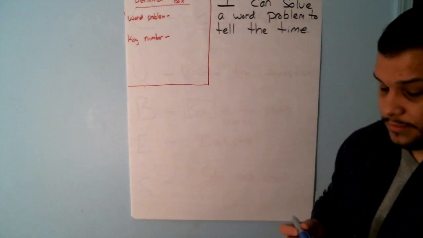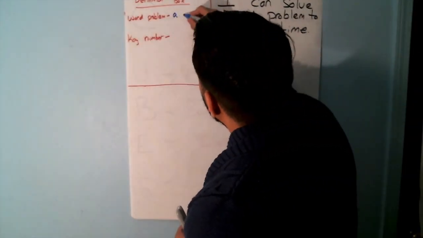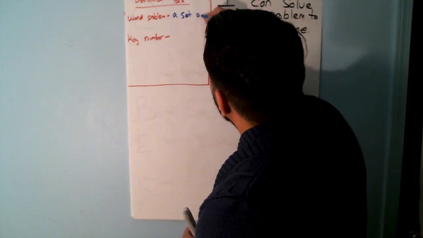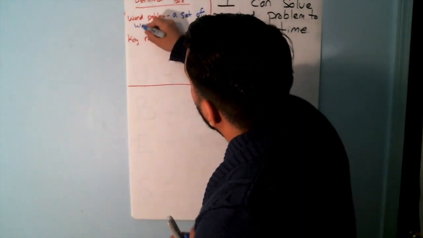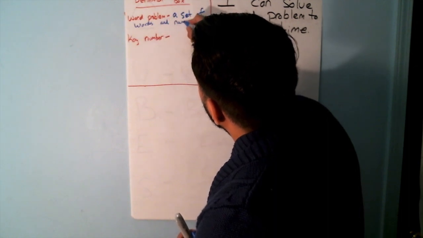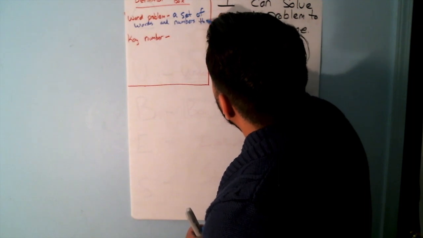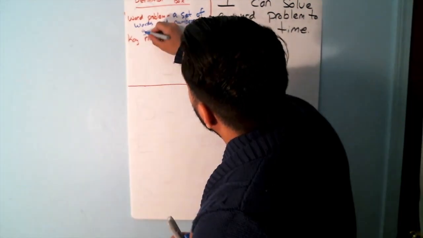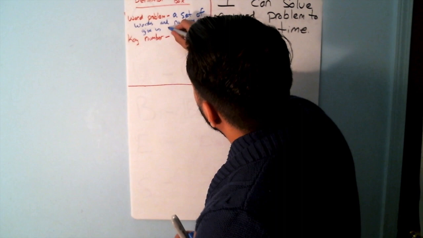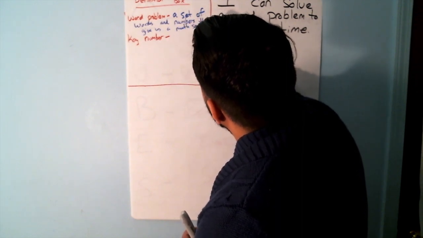Word problem is defined as a set of words and numbers that give us a math sentence.